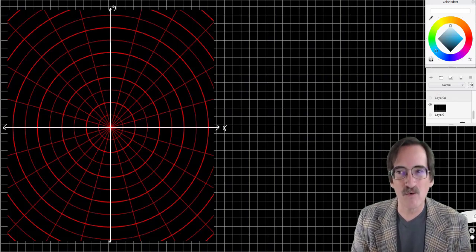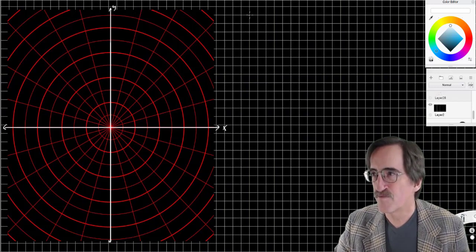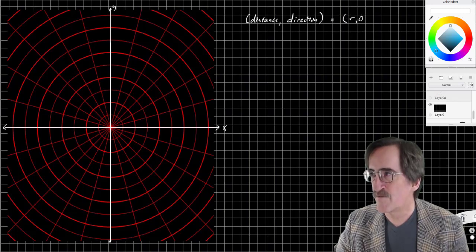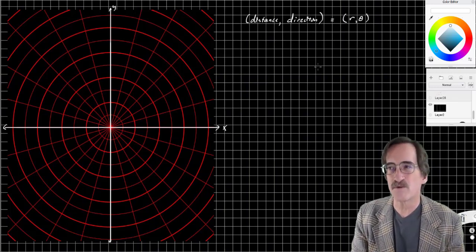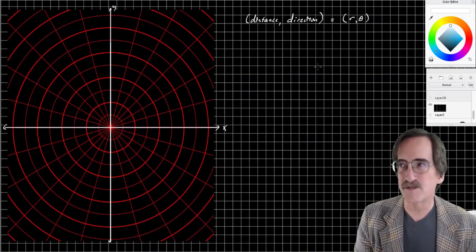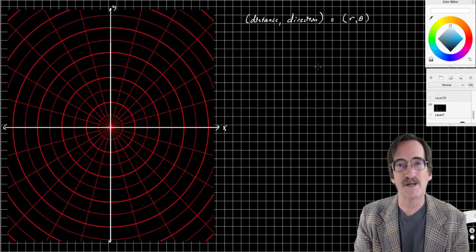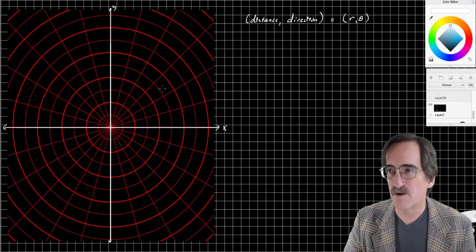Rather than x and y coordinates, we include direction and distance. So distance first, and direction second. We indicate that in polar coordinates as r, comma, theta. We think of r for radius of a circle, right? R is distance, and theta is direction. Now, theta can be expressed in either degrees or radians, and degrees are fairly straightforward.